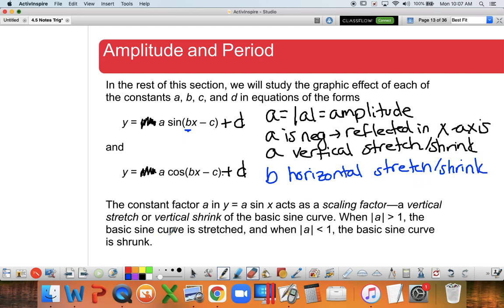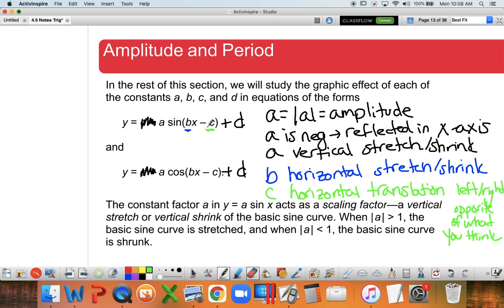Okay. C value, so think about when we have something inside the parentheses. Remember, if we add or subtract something inside the parentheses, that represents a horizontal translation, right? We're going to move right or left, and it's going to be the opposite of what you think. Just like before, it's the opposite of what you think. So if I have a negative inside here, I'm going to be going to the right. If I have a positive inside here, I'm going to be going to the left.